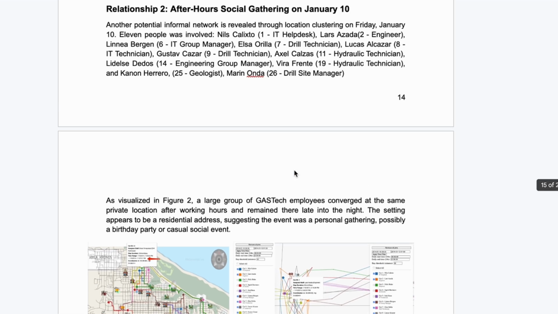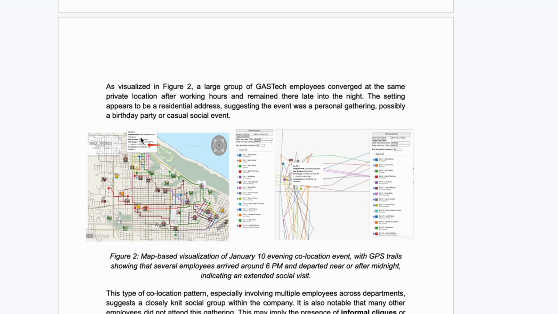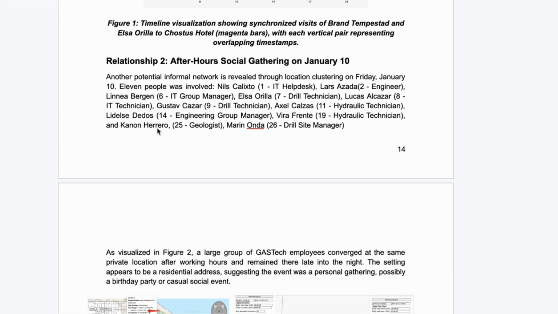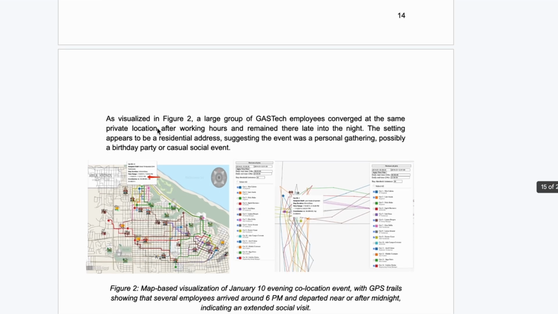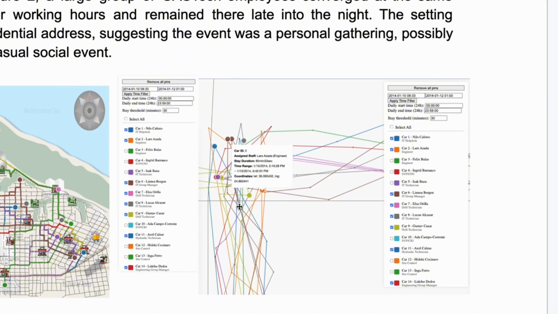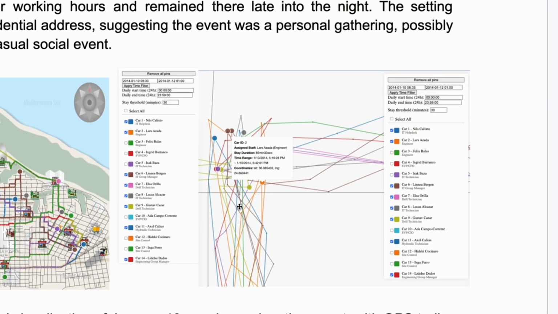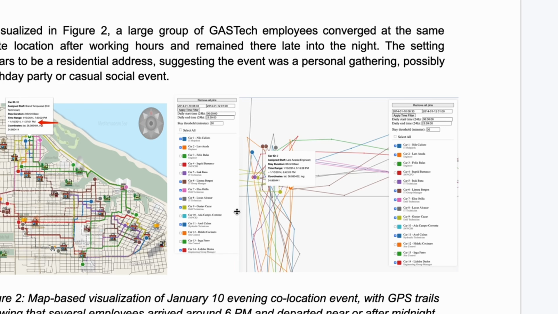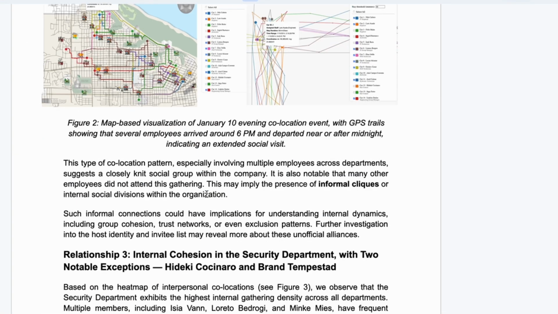Next, the biggest gathering we detect from the map is happening around this area. This is on January the 10th. There are 11 employees from different teams gathered at what looks like a private home. It's not a public place. As you can zoom in here a little bit, they actually arrive after work and stay past midnight. It looks more like a party than a work event. That kind of after party may suggest clustering or social ties among those people. We would further investigate their relationship.